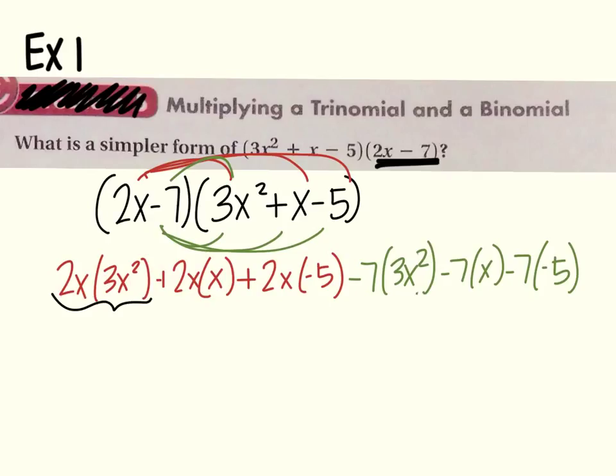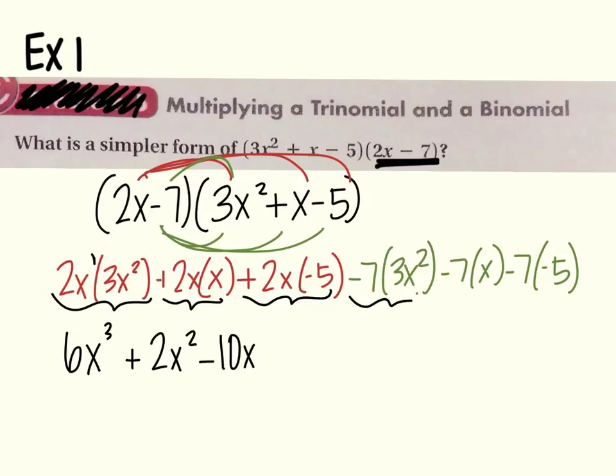Then go through and multiply. 2x times 3x squared is going to be 6x to the third, plus 2x times x is 2x squared. 2x times negative 5 is negative 10x. Negative 7 times 3x squared is negative 21x squared. Negative 7 times x is negative 7x. Negative 7 times negative 5 is positive 35.